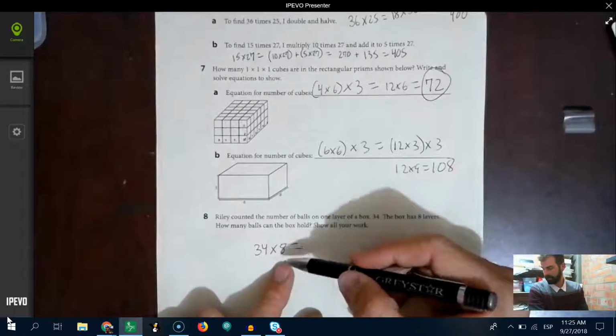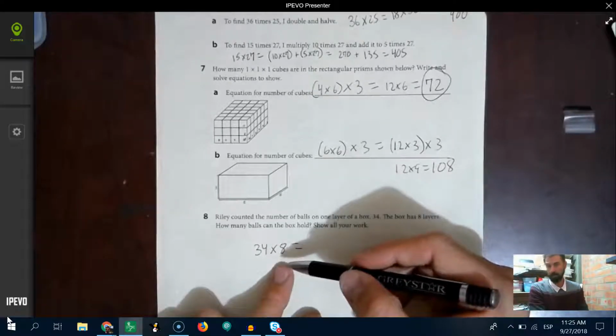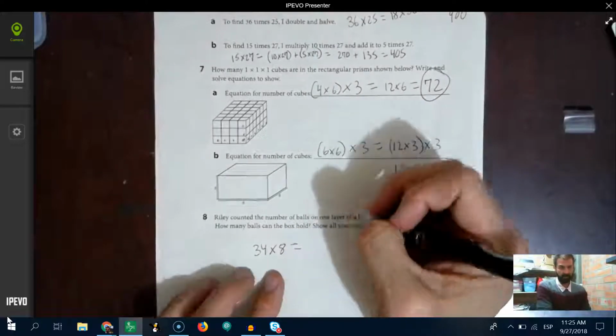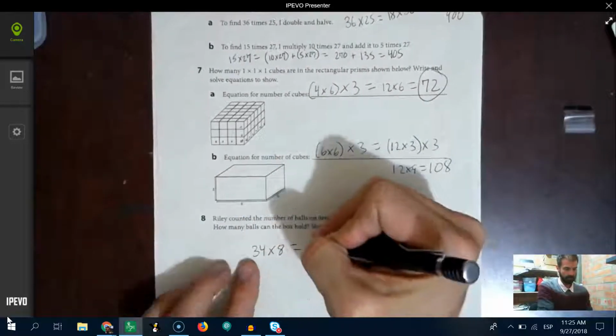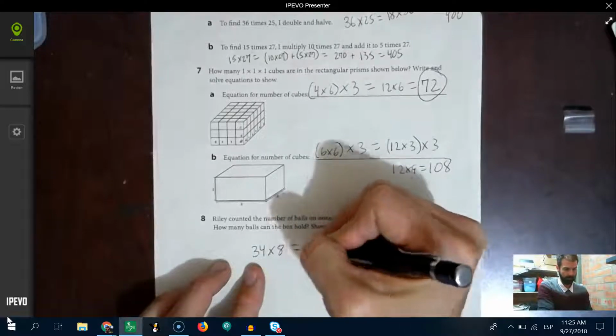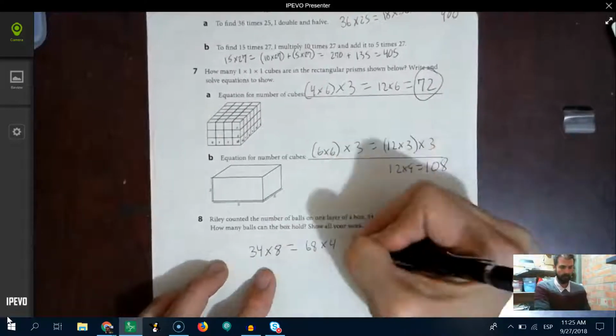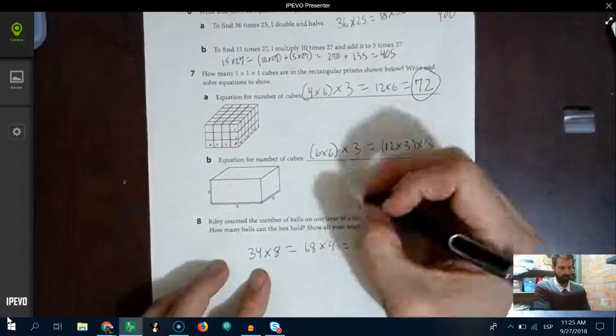I can have 8 down to 2. And then double 34. So let's do that. I think that makes sense for me. So if I'm going to have 8, I need a double 34. So that'd be 68 times 4. And then I want to do this again.